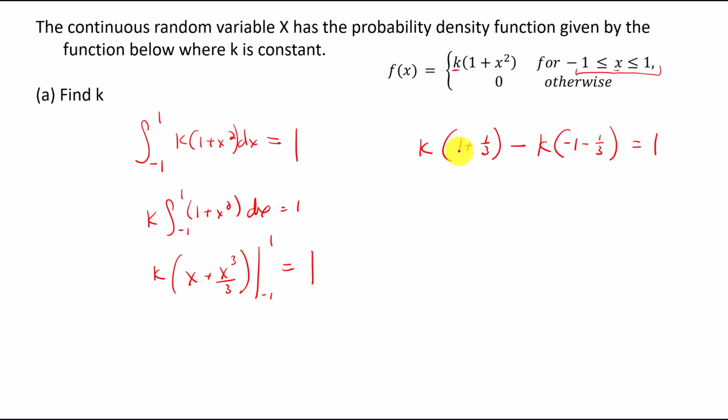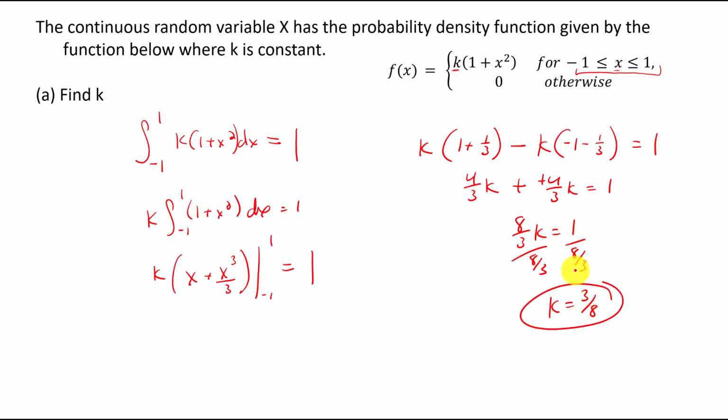So this, when I do this, is going to give me 4/3 k minus, this is going to give me -4/3 k equals 1. And so obviously this is 8/3 k equals 1. So when I divide by 8/3, k is equal to 3/8. And so now I could plug that value in here and do other things with this probability density function. Okay, so just knowing the rule that the area from -1 to 1 must equal 1 will allow me to solve for a missing value here.